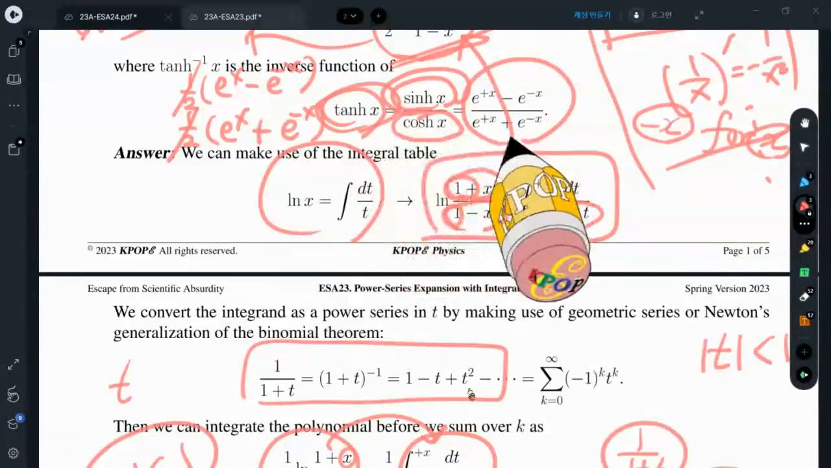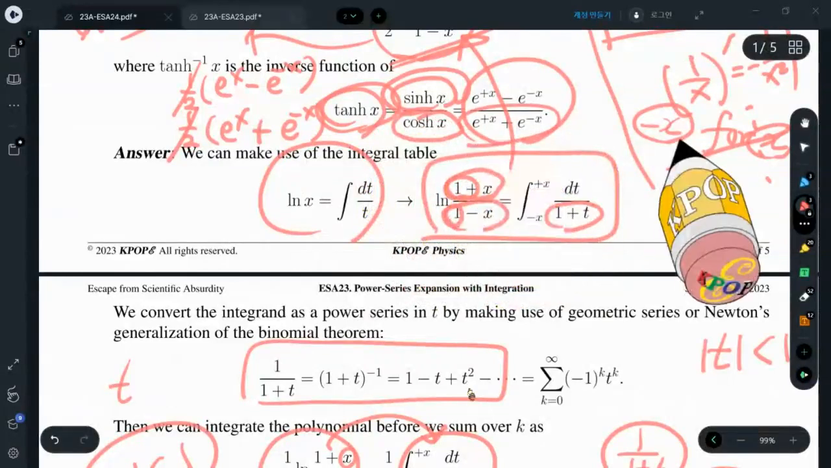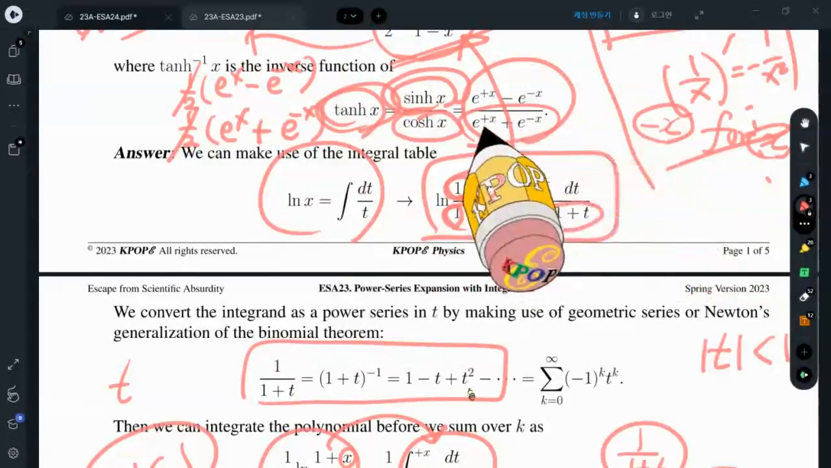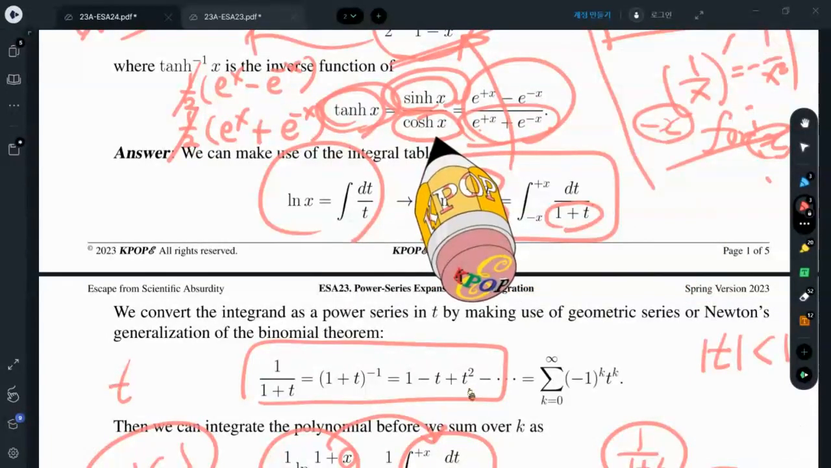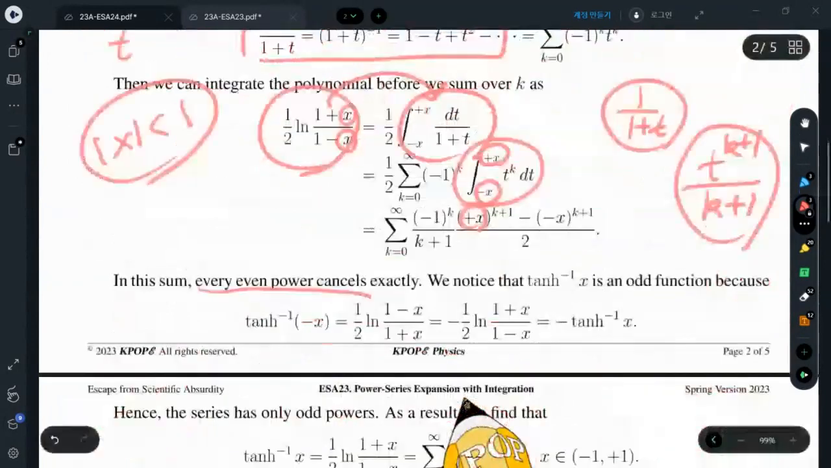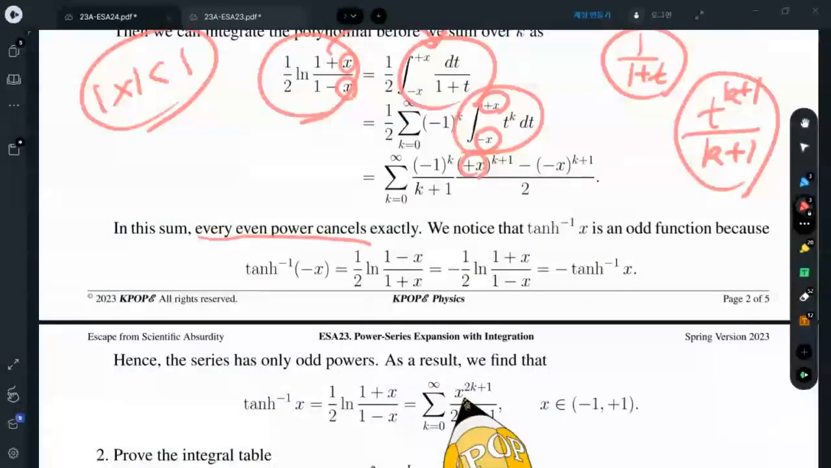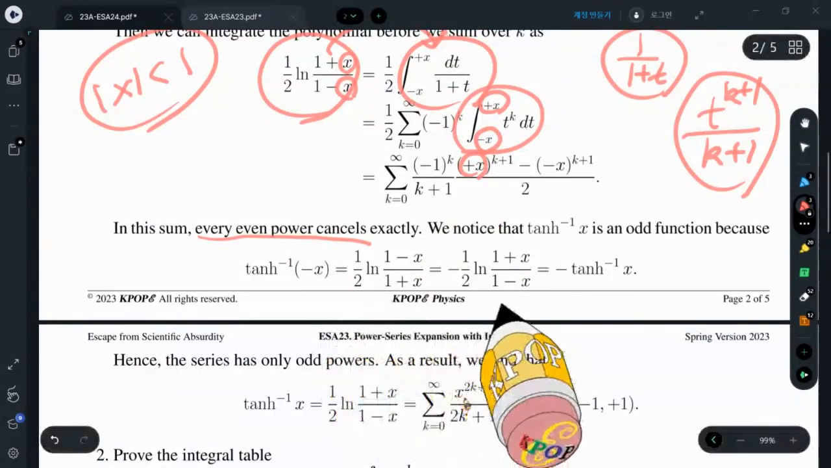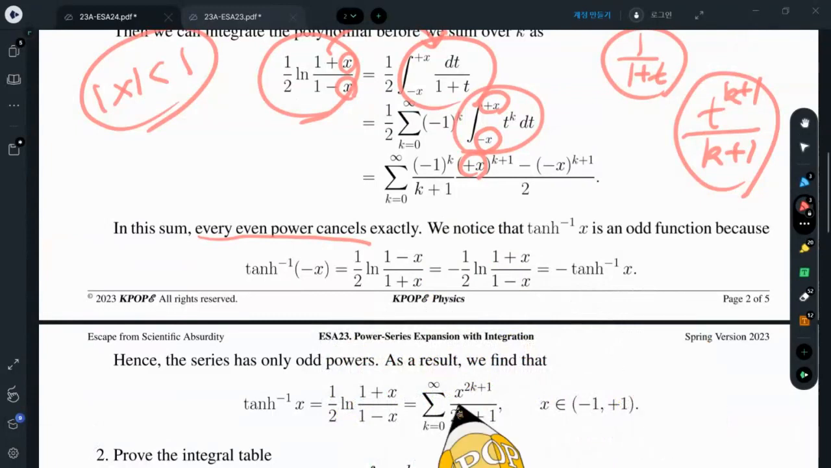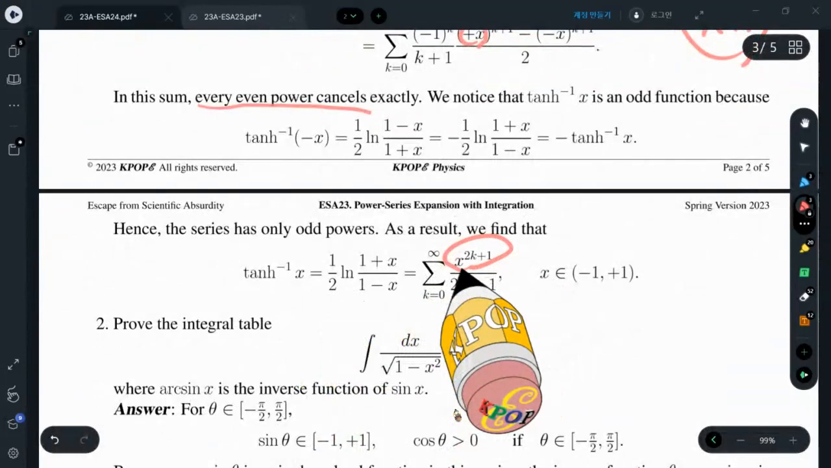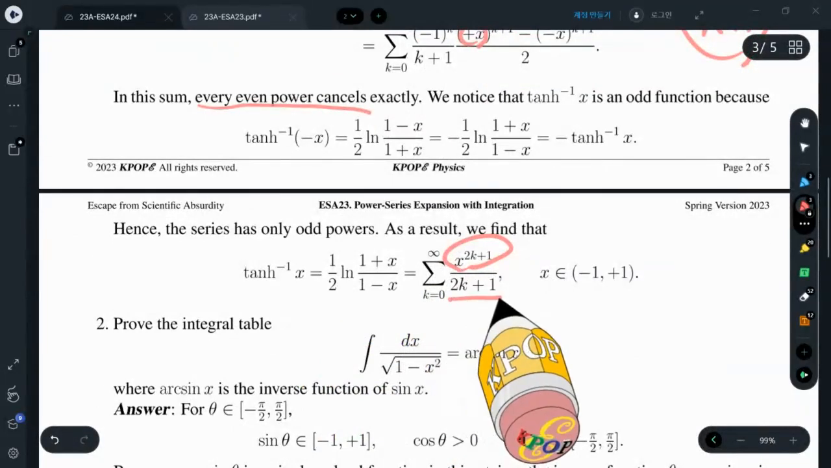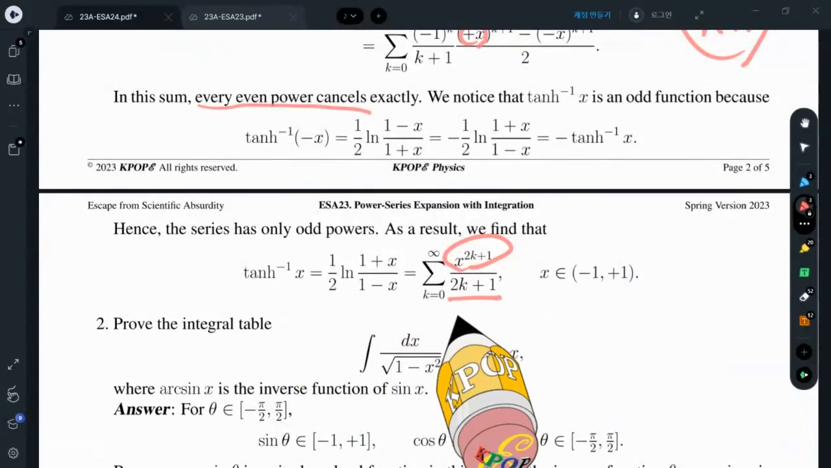And cosine hyperbolic is symmetric. So if you replace x with minus x, you will find the same one. So cosine hyperbolic is an even function. Because the tangent hyperbolic is an odd function, you have the factor of 2 in here. And your final result always involves odd powers. This is your answer.